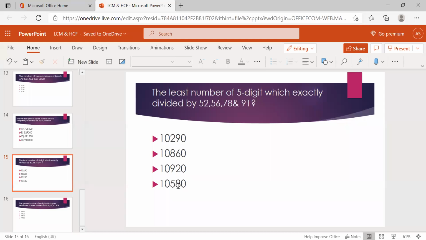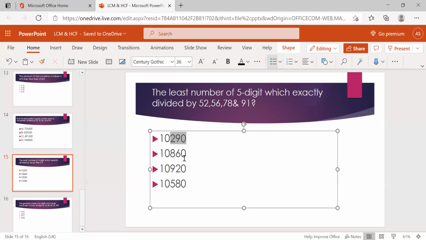What's the divisibility rule for 8? The last 3 digits should be divisible by 8. So 290 is divisible by 8? Check this. No, right? So 290 is not going to be divisible by 8. Then 86. 86 also is not going to be divisible by 8. And 92.